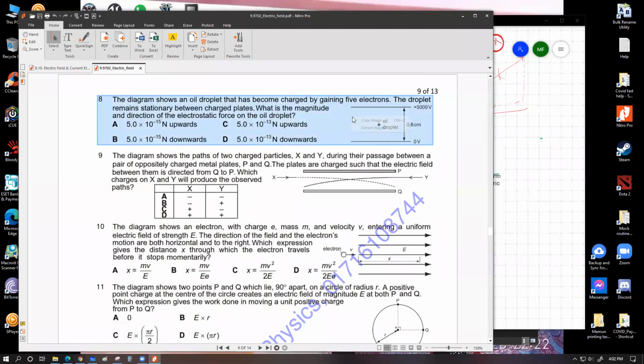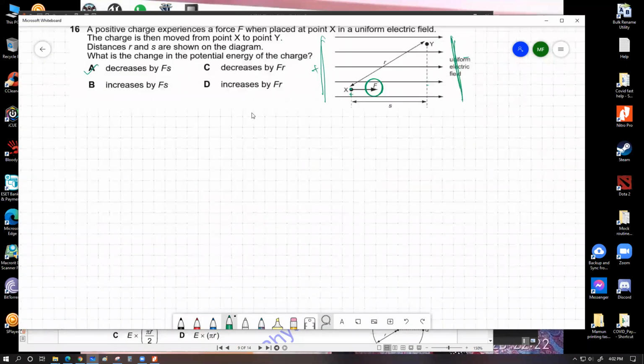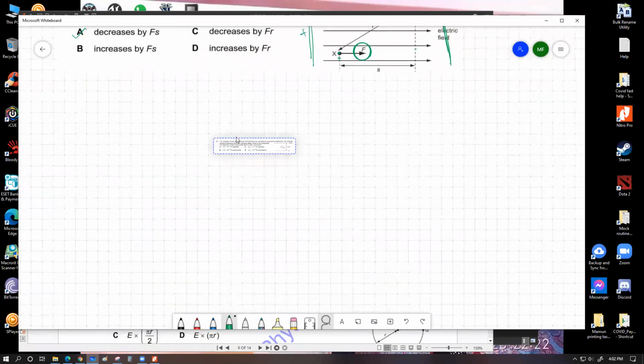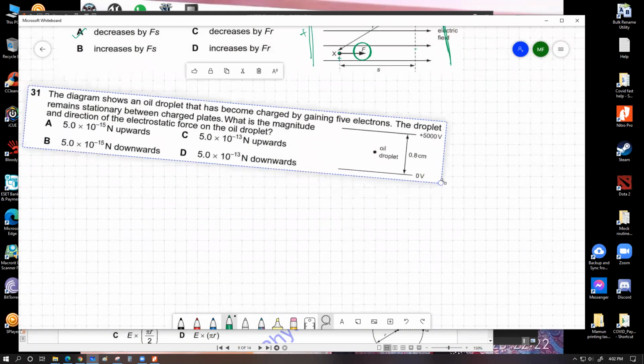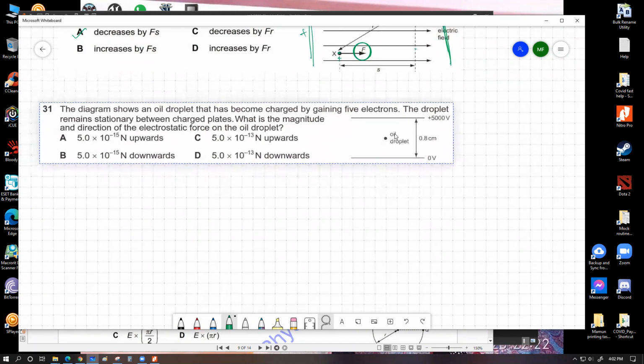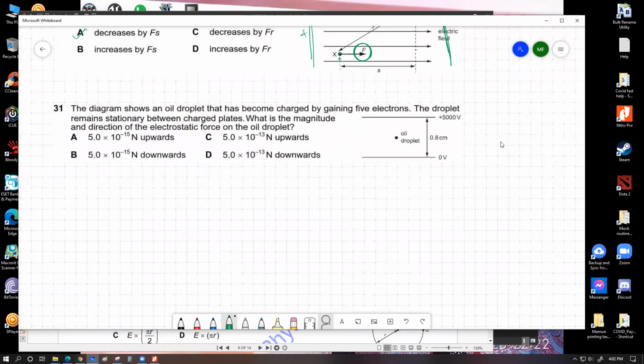Number 8 is a pretty interesting question. I didn't discuss this type of question earlier because I wanted to pick it up in the MCQ part. The question number 8 is about levitation or suspension. Levitation or suspension means if we can somehow keep an object floating in a fixed position, at zero velocity, at rest within an electric field.